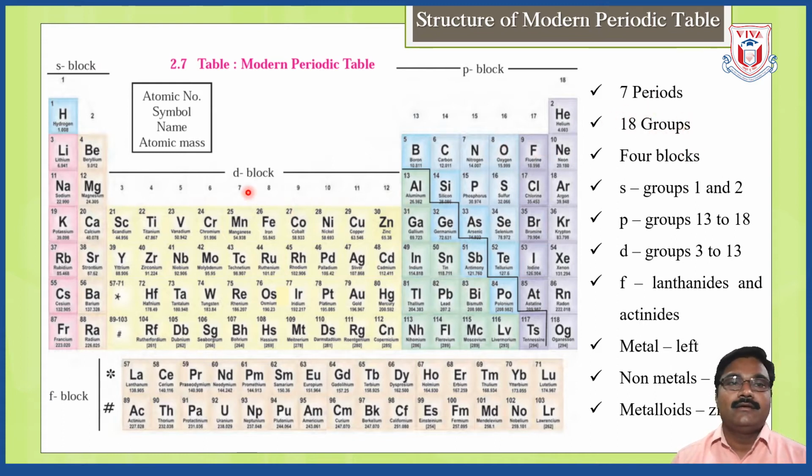Then here you will find there are a total of 4 blocks: S block, then P block here, then D block in the middle of the table, and at the bottom F block. These 4 blocks S, P, D, F are made according to the electronic configuration of that element.